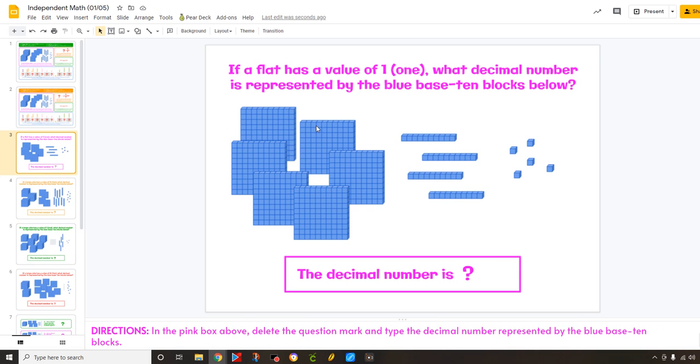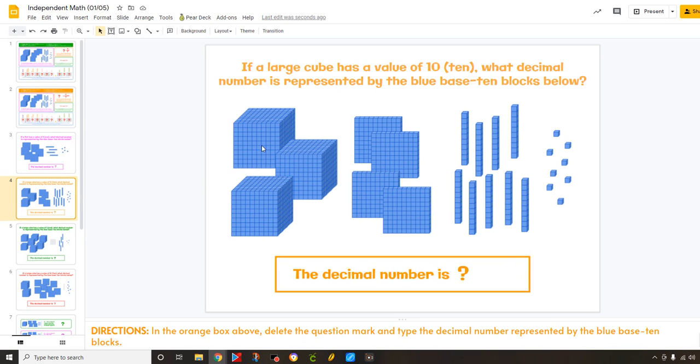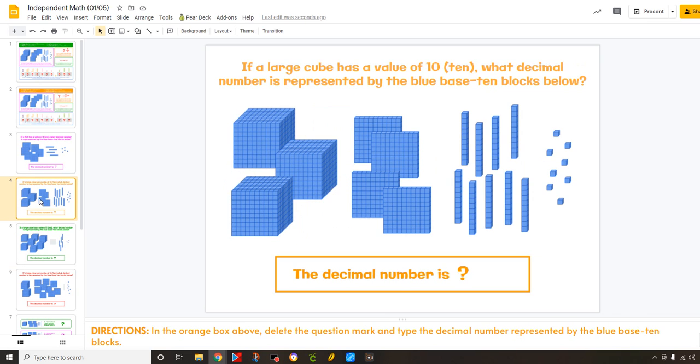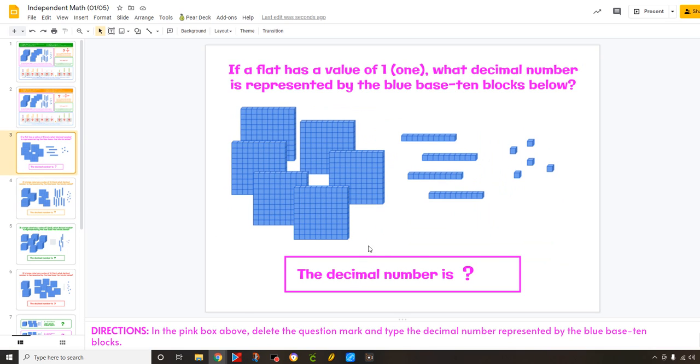And what you do for this is you'll take a look at the value again. A flat has a value of 1. A cube has a value of 10. A cube has a value of 1 here, and so on. So the values change as you go along. And your job is to write the decimal down here. Let's say again I'll put 12.3. And again, I know it's wrong, but you will figure out the right one and put the decimal here. So you just write the decimal that you see there.